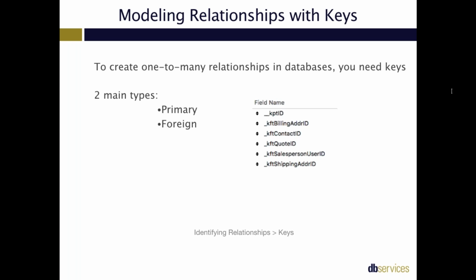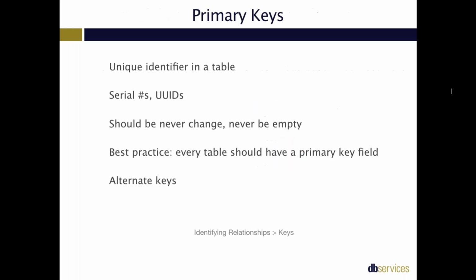You can actually see right here our naming convention. Different people do different things, but this top one is the way we name primary keys. That's a primary key right there. And then we've got these foreign keys for different relationships. So what's a primary key? A primary key is a unique identifier in a table. It uniquely identifies each record in a table.